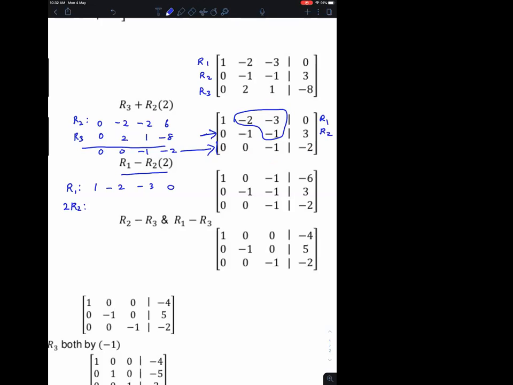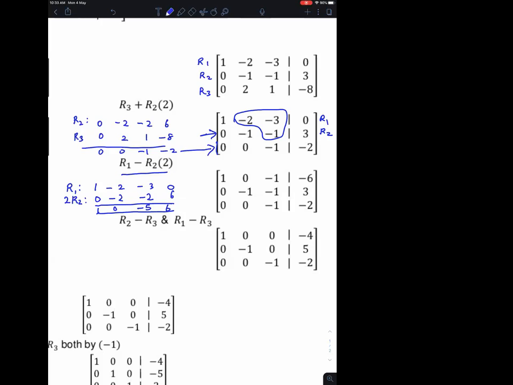2 times the row 2. 2 times 0 is 0. 2 times -1 is -2. 2 times -1 is -2. 2 times 3 is 6. Then you add them.